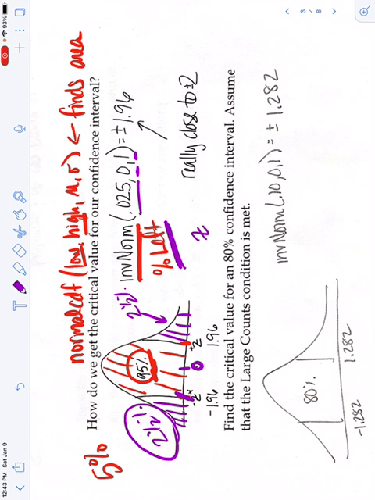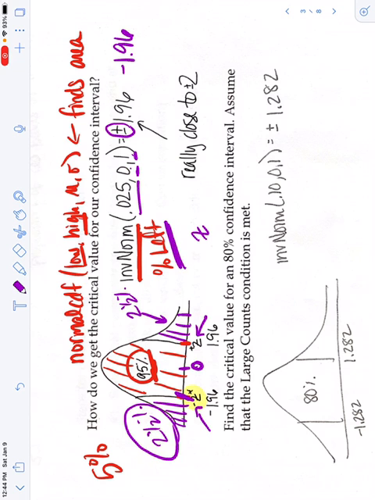Now when you type this in, and I would love for you to pause the video and type this in, when you do inverse norm with 0.025, 0, and 1, now I have a plus or minus right here, but think about it. When you type this in, you in particular for this problem are finding the negative Z. So when you type this in, your calculator is going to tell you it's negative 1.96. And that makes sense because you're finding this one.